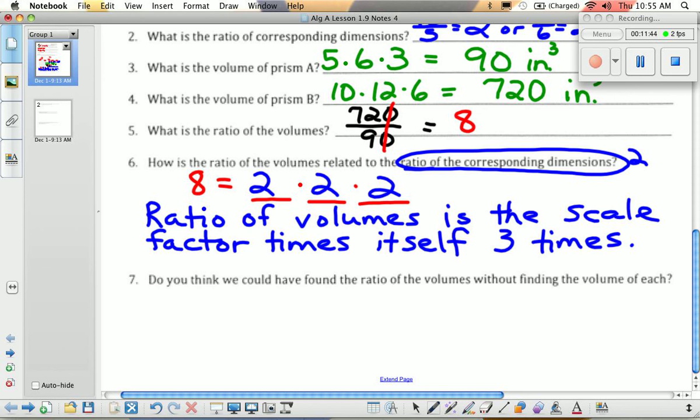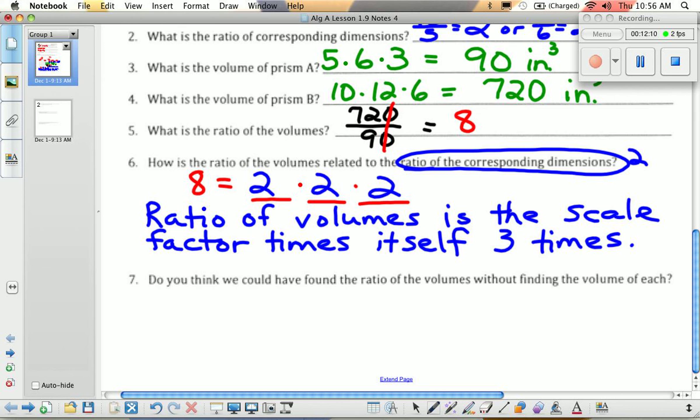Three-dimensional volume. Scale factor times itself 3 times. Area. How many dimensions? 2-dimensional. The ratio of the areas is the scale factor times itself, not times 2, times itself. Yeah, it's only used twice.